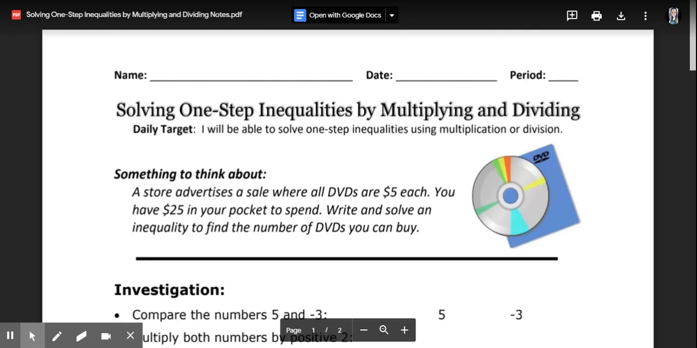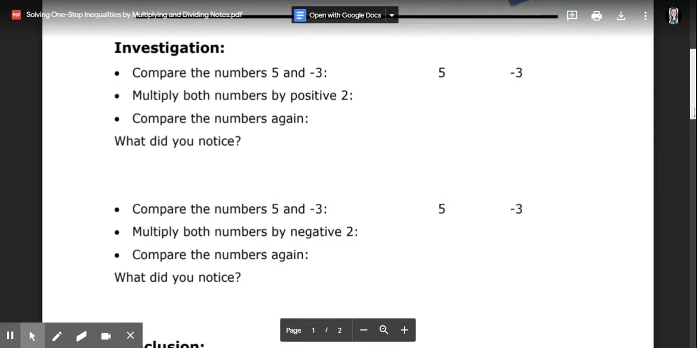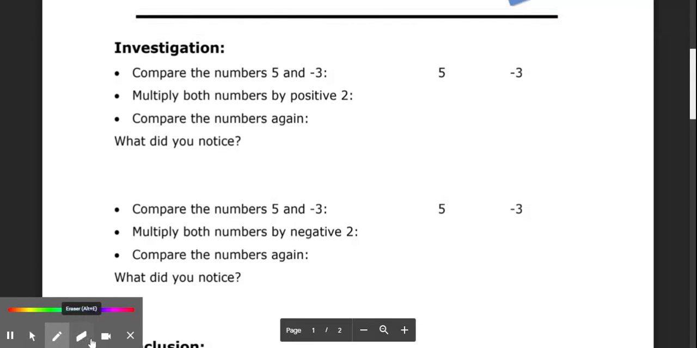But before we can solve that problem, let's do a little bit of an investigation. So I have two investigations for us to complete together. We're going to follow the steps that were given to us, and we're going to make a conclusion about what happened. So investigation number 1.